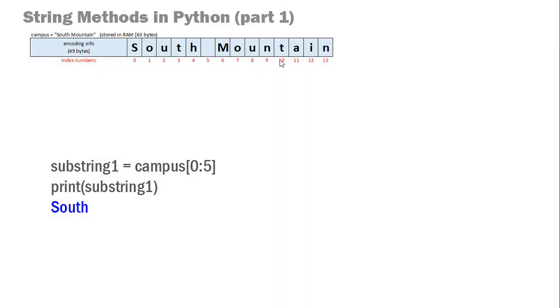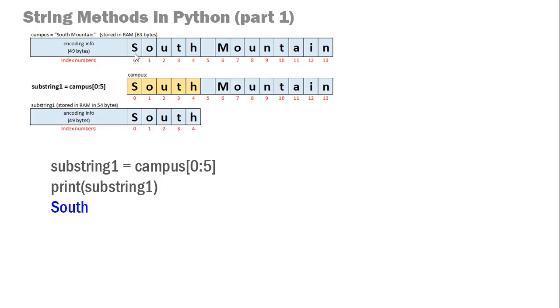Now, we can think of our string as a list, or if coming from other languages, an array of characters, each one with an index number. And I can have a statement that says substring1 equals campus, and then in square brackets I put 0:5. Now the 0 here says I'm going to start with character 0 and end with character 5, but I'm not going to include that character. So this last index is exclusive. I'm basically going to take characters 0 through 4, which is South, and assign that to a new string variable called substring1. And then I can print that substring and I get the word South.